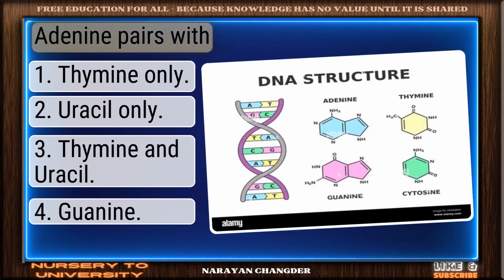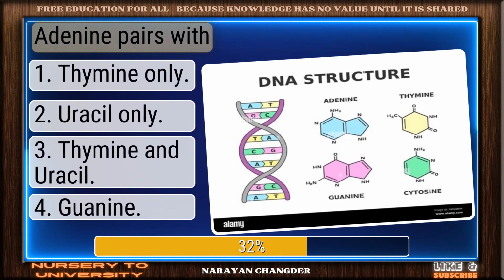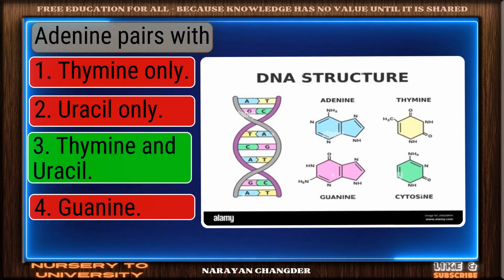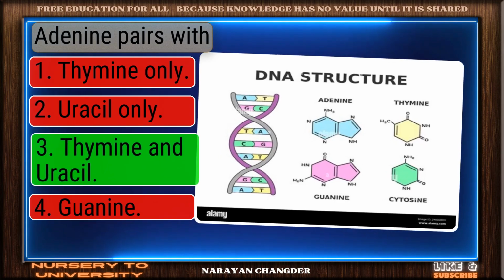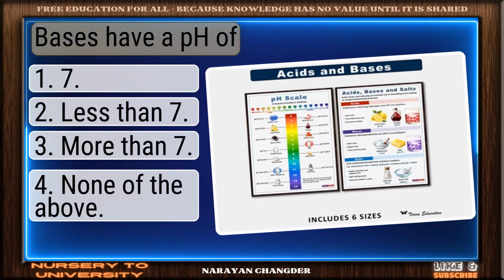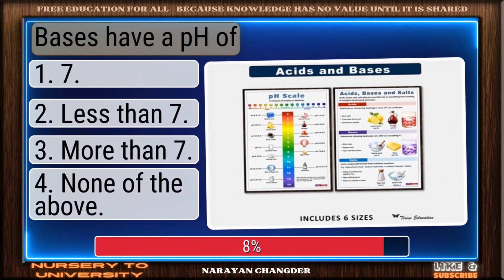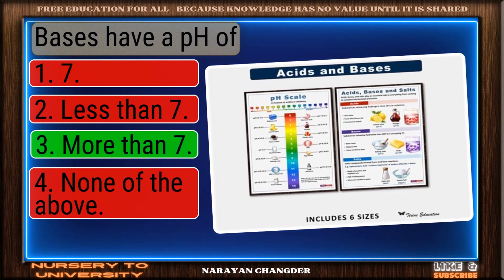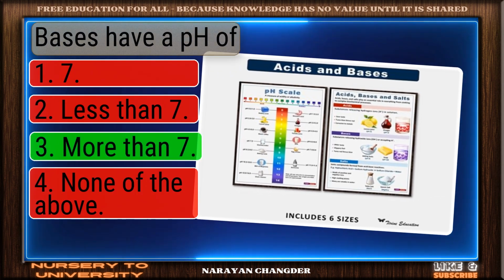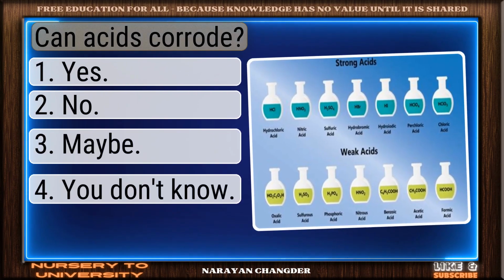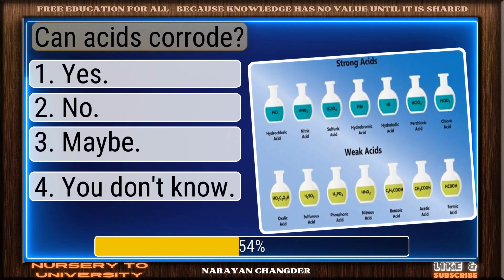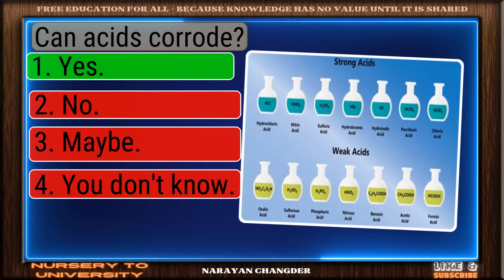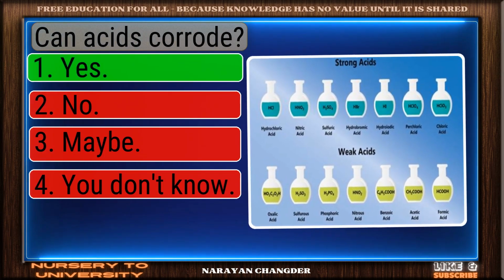Question number 260. Adenine pairs with. Nicely done. Thymine and uracil is a solid answer. Question number 261. Bases have a pH. You chose more than 7, and it is correct. Question number 262. Can acids corrode? Correct response. Yes is the most accurate answer.